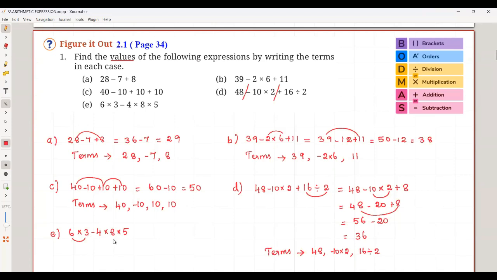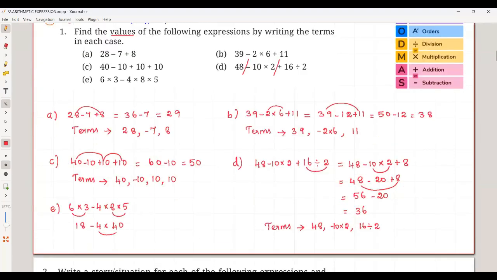First we will do one by one. 6 into 3, then I will do this multiplication also simultaneously. 6 3s are 18, minus 4 into 8 5s are 40. Now again I have to do the multiplication first. So I'll take 4 into 40, and write 18 minus as it is. 4 4s are 16, so 160. Now 18 minus 160.